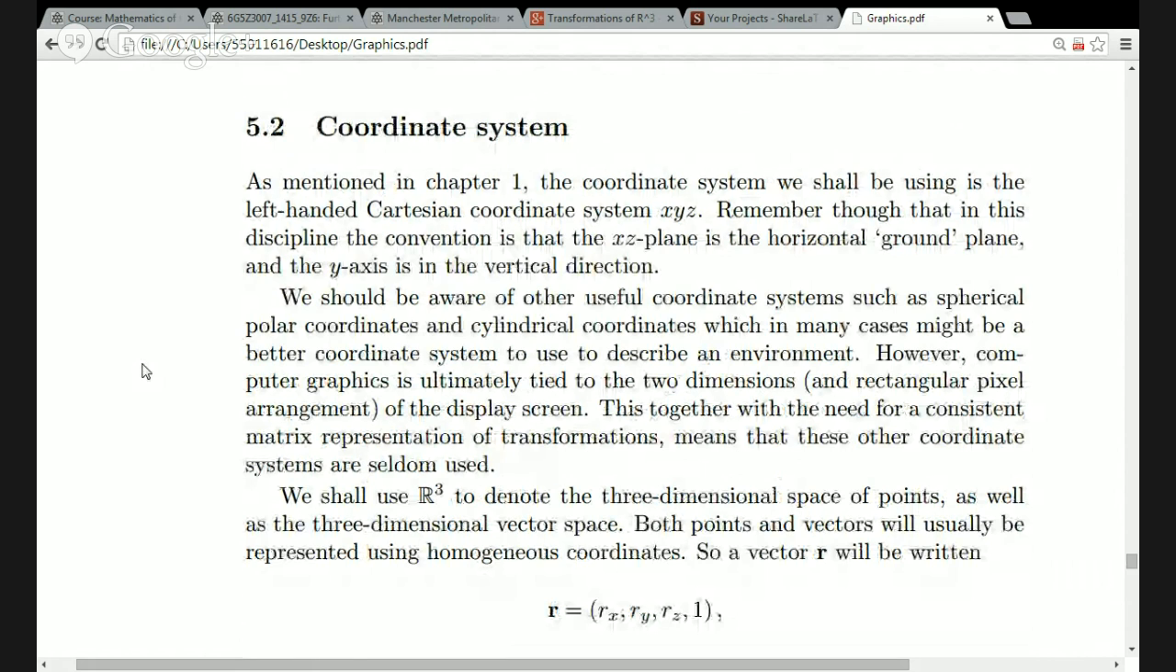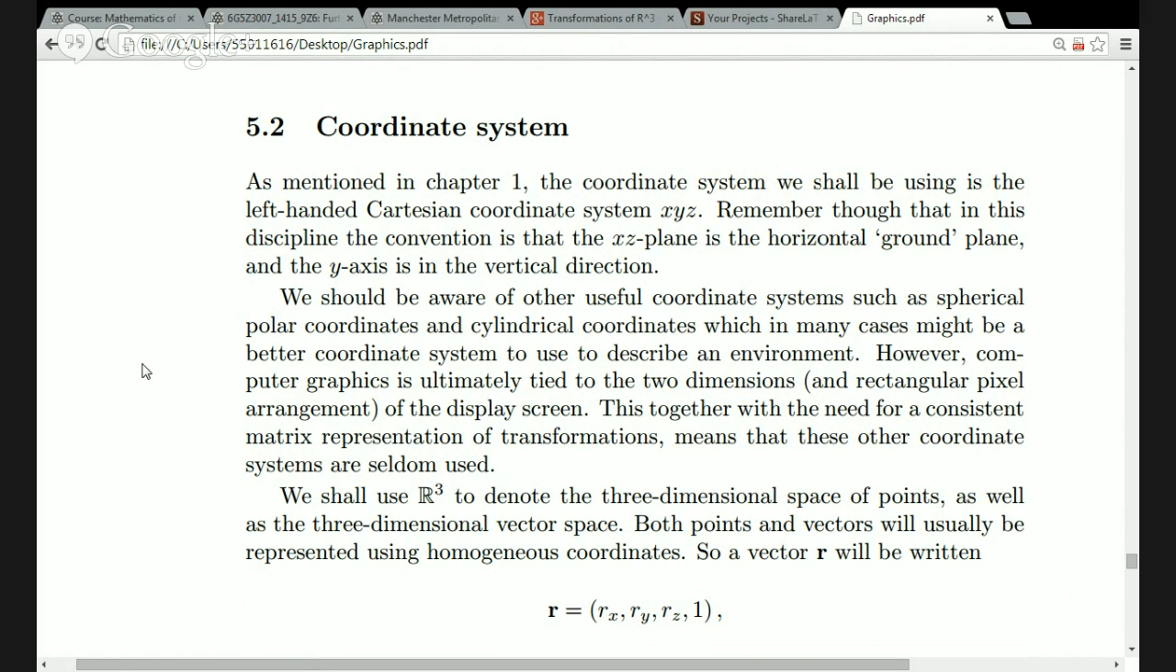What coordinate system are we going to use? Well, we're going to use the usual X, Y, Z coordinate system. But remember, when we introduced this in chapter 1, the key point was that the XZ plane is usually thought of as the horizontal ground plane, and Y is the vertical axis. That's the convention that's used in computer graphics. This is because computer graphics started off as being 2-dimensional, and traditionally X was used as the horizontal axis on the screen, Y was used as the vertical.